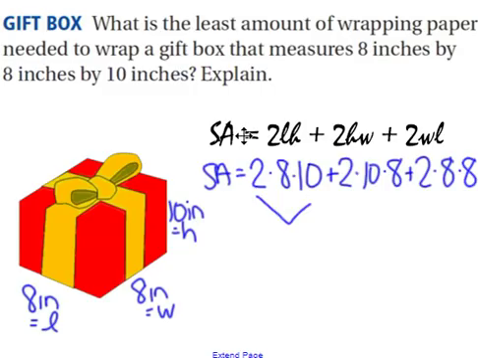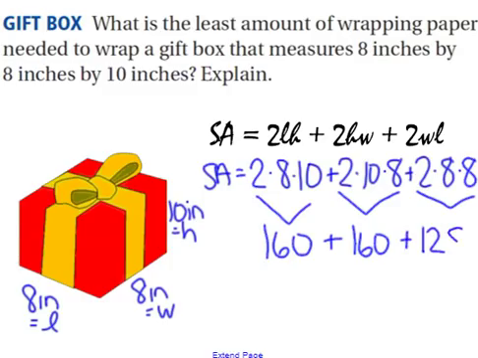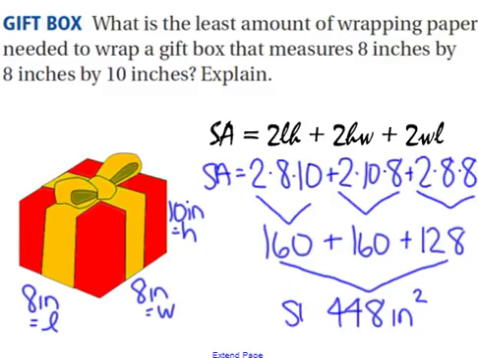All right, this is going to combine to be 160. This one will also combine to be 160, and the final one is 128. We'll add all 3 of those together to get a total of 448 inches squared. So that's step 3 and 4. That's the least amount of wrapping paper that we would need.